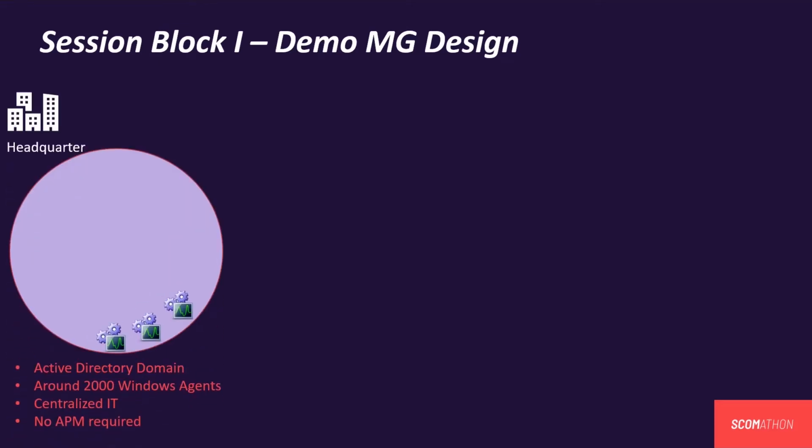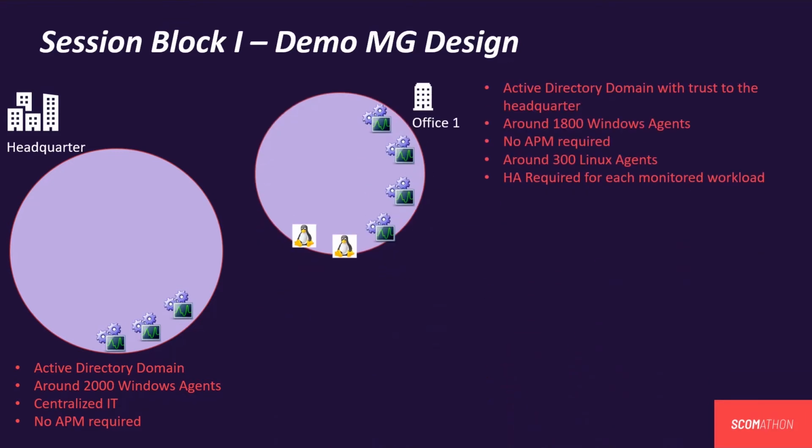So we have a headquarter here. This is an Active Directory domain with around 2,000 Windows agents which need to be monitored. We have a centralized IT and we don't require application performance monitoring. We will see later how application performance monitoring relates to the database sizes.